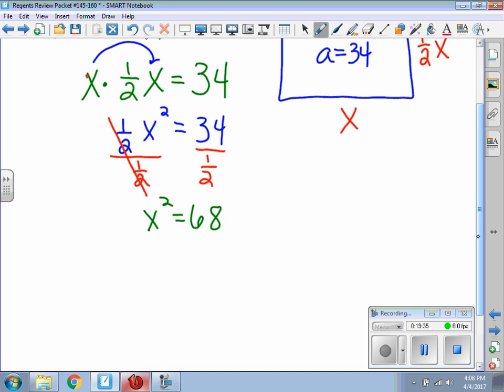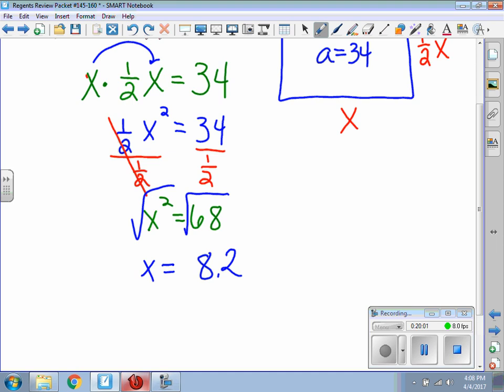Now there's two things we could do. We could take the square root of both sides, or we could move the 68 over to the other side, graph it, and find the zeros. Let's just take the square root. I think it'll be the shortest way to do this. When we take the square root of both sides, we get x equals 8.2 rounded to the nearest tenth.